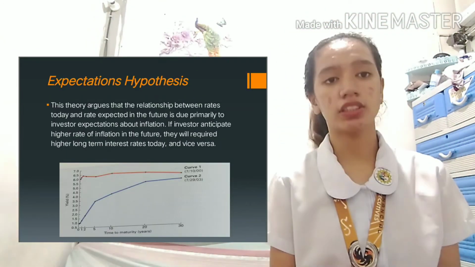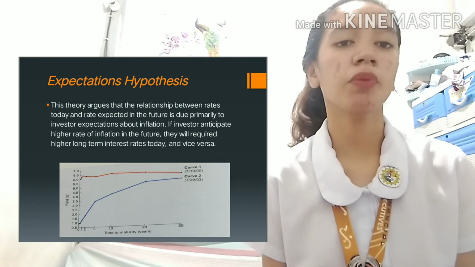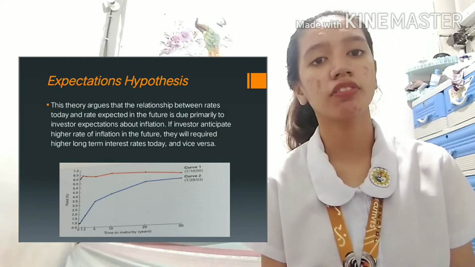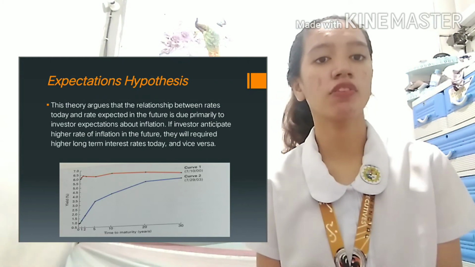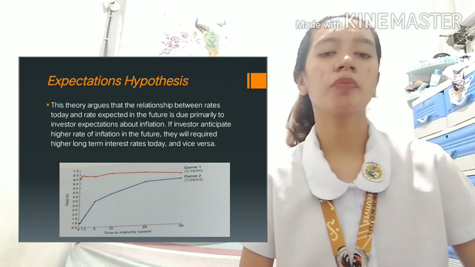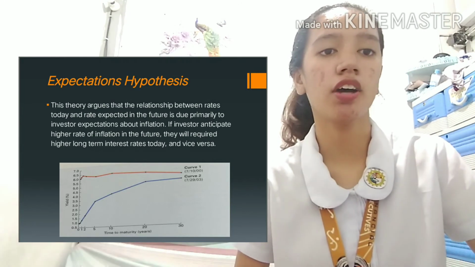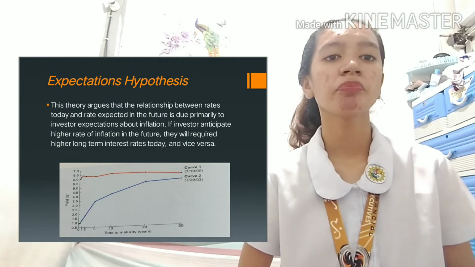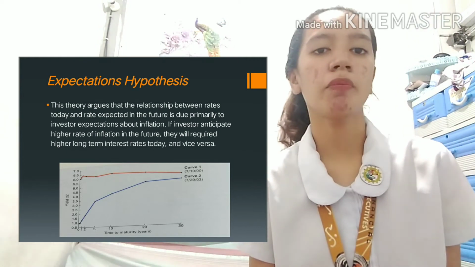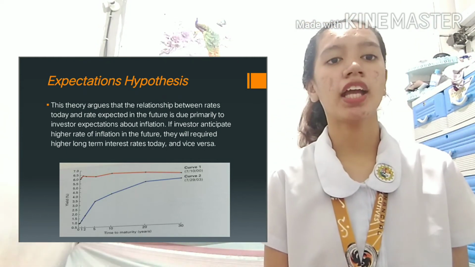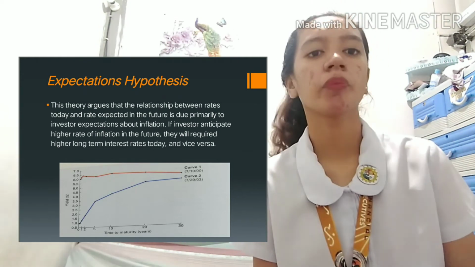The first one is the expectation hypothesis. The expectation hypothesis suggests that the yield curve reflects investors' expectation about the future behavior of interest rates. This theory argues that the relationship between the rates today and rates expected in the future is due primarily to investors' expectation about inflation.